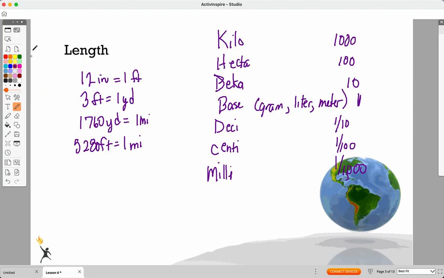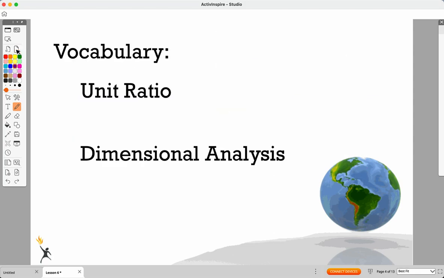We're going to focus mainly on the customary system that we're looking at, or the standard system. So a couple of things we need to have in the back of our head is the idea of a unit ratio. You might have heard the word, you've seen the word unit rate. They're very similar. But a unit ratio is just a rate for a single item.